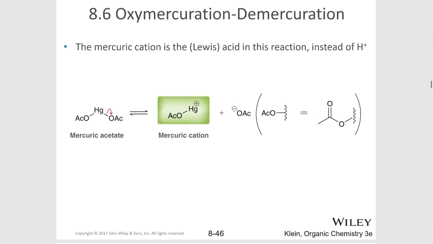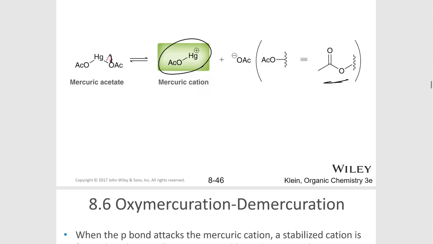To form our mercury reagent, mercuric acetate is used. Okay, and this is acting as a Lewis acid catalyst in this reaction. So in the first step of the formation of the reagent, the mercuric acetate breaks down, where one of the acetate groups leaves, leaving us with a mercuric cation. And the acetate is just the conjugate base of acetic acid. Okay, so this is the acetate anion here.